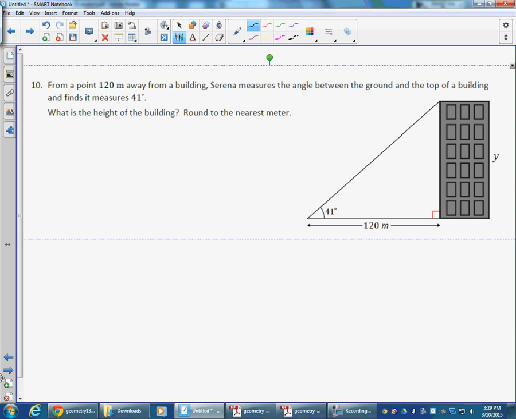You can figure out some different sides using your ratios, and using what we know so far, you're probably going to have to first find the hypotenuse before you can find this opposite side.